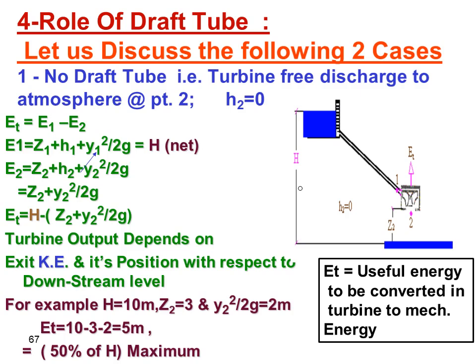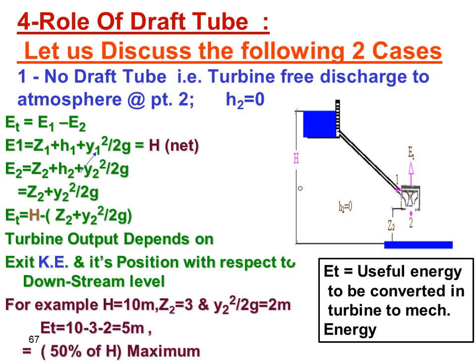This means the energy at the exit from the turbine will be equal to Z2, the potential energy, plus the kinetic energy at exit, V2 square over twice g. And the useful energy that should be converted into mechanical energy, E1 minus E2, will be equal to H minus Z2 plus V2 square over twice g.